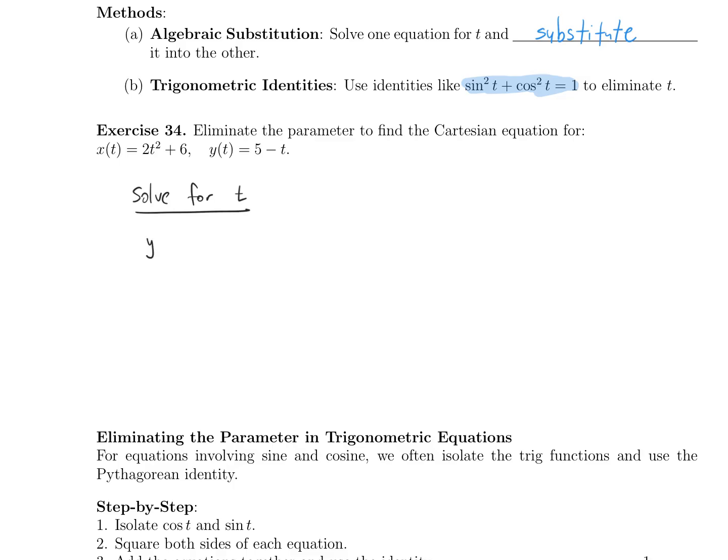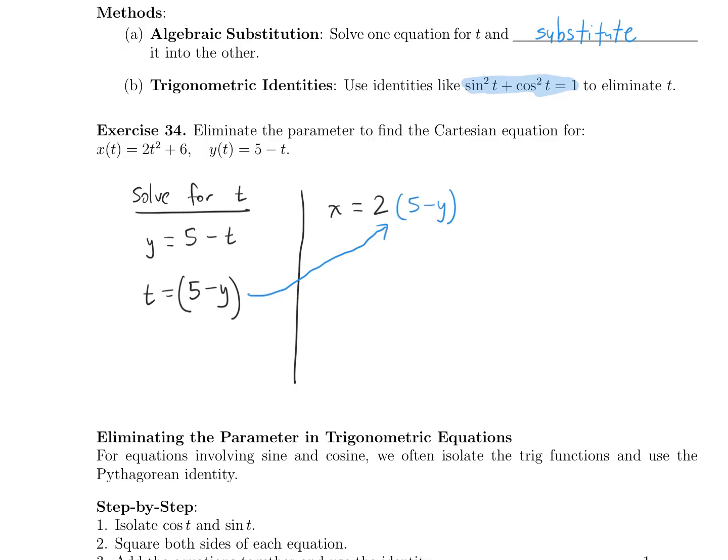Okay, so we have y equals 5 minus t. You should end up with t equals 5 minus y if you add t over and then subtract y over. You would get this. So this is what we're going to substitute into the other equation. So now we take the x equation, and instead of t, we're going to substitute it with 5 minus y. Don't forget the square, and then the plus 6.